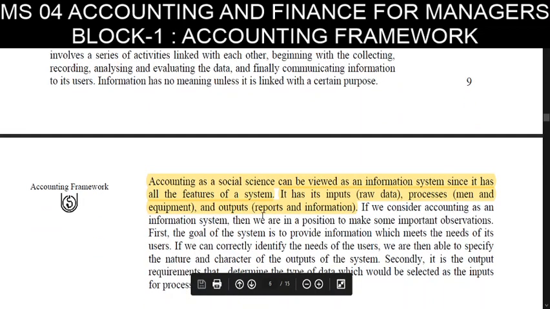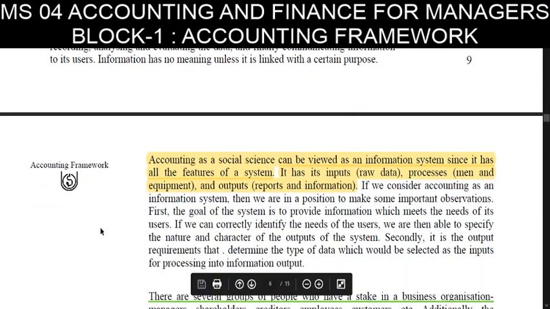Accounting as an information system. Accounting as a social science can be viewed as an information system because it has all the essential parts which are required for an information system. What are all the parts? It has an input, it has a processing unit, it has an output.